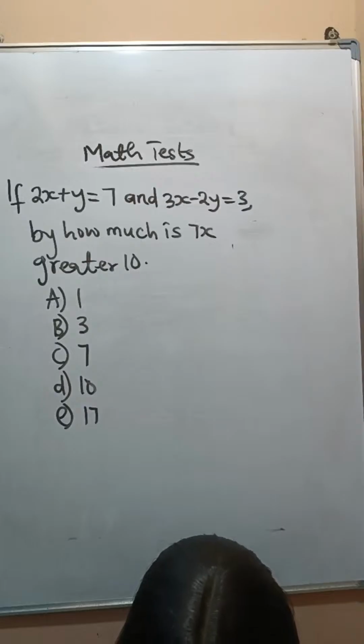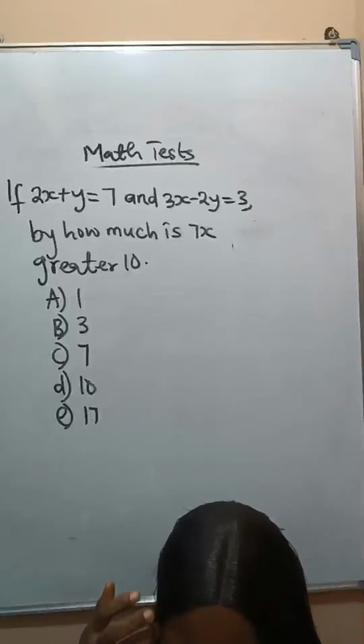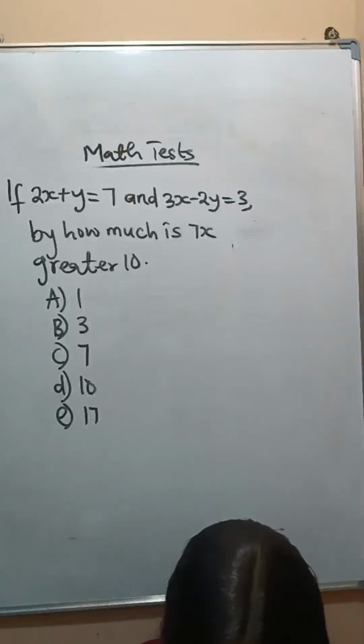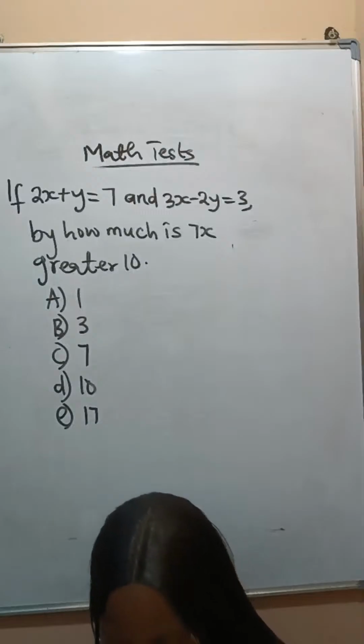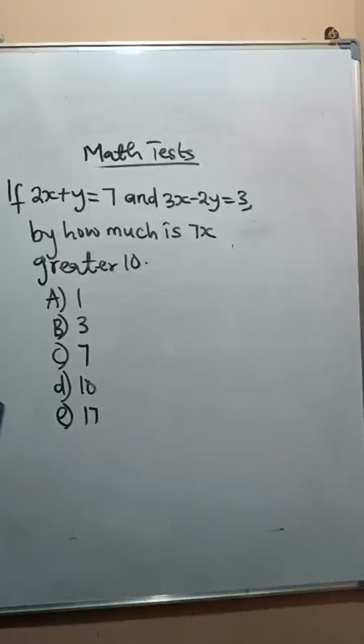So you say if 2x plus y is equal to 7 and 3x minus 2y is equal to 3, by how much is 7x greater than 10? Okay, let's do this together. Let's do this together. Okay, this is what we have.